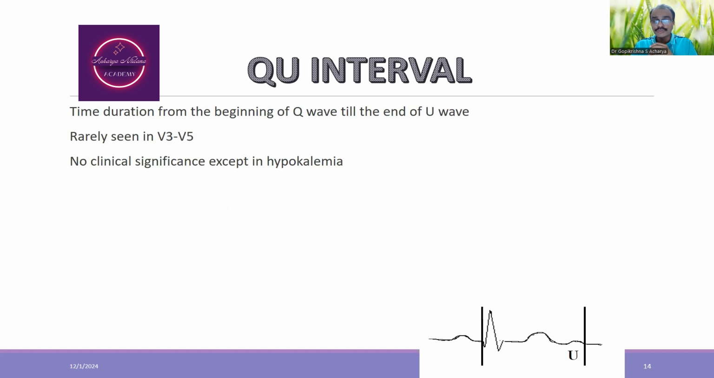When you think about the QU interval, it is normally not seen. If at all it is seen, it is seen in V3 and V5. That represents the total time duration from the beginning of the Q wave till the end of the U wave. The U wave will be observed after the T wave but before the P wave. It has no clinical significance except in cases of hypokalemia. Hypokalemia refers to a low concentration of potassium ions in the blood.